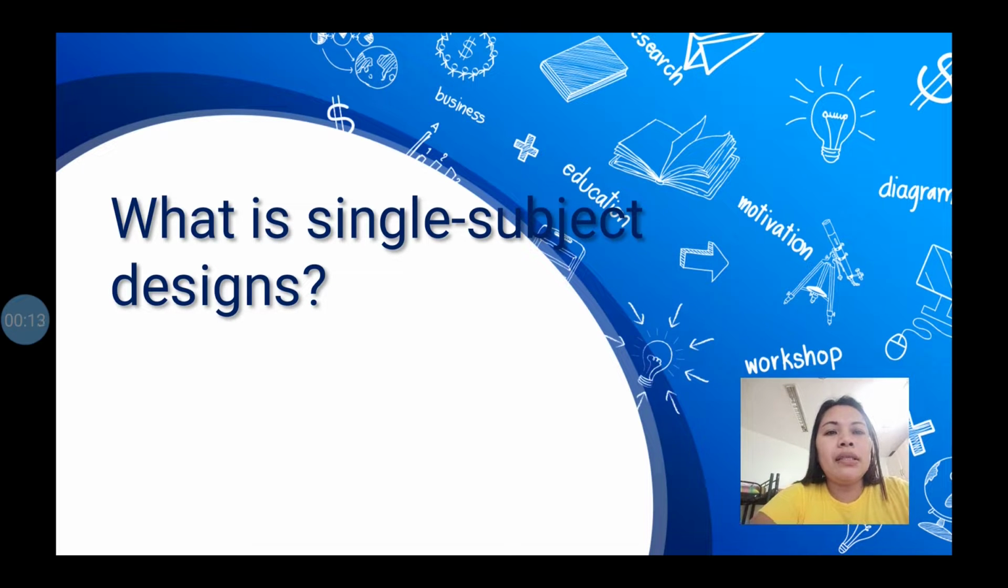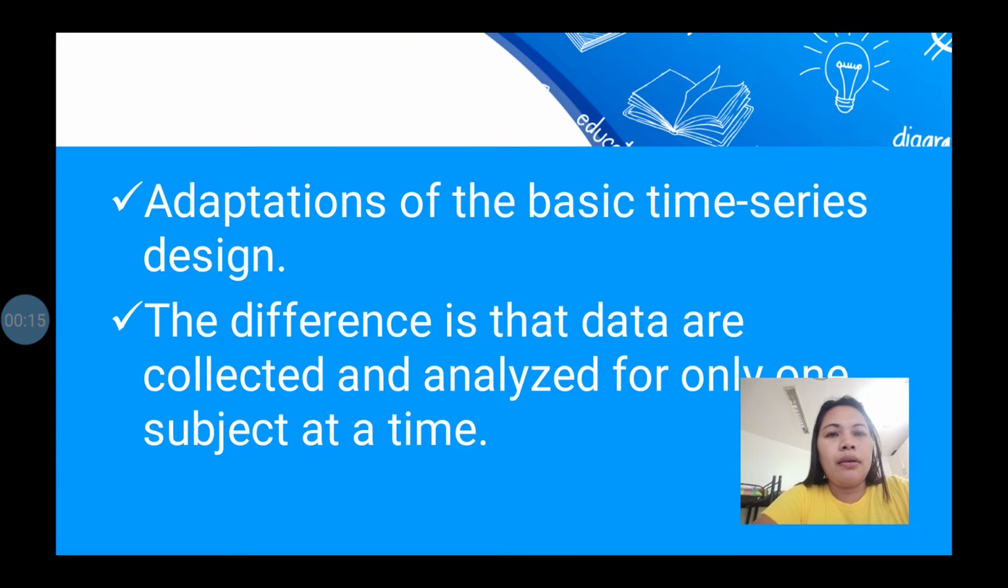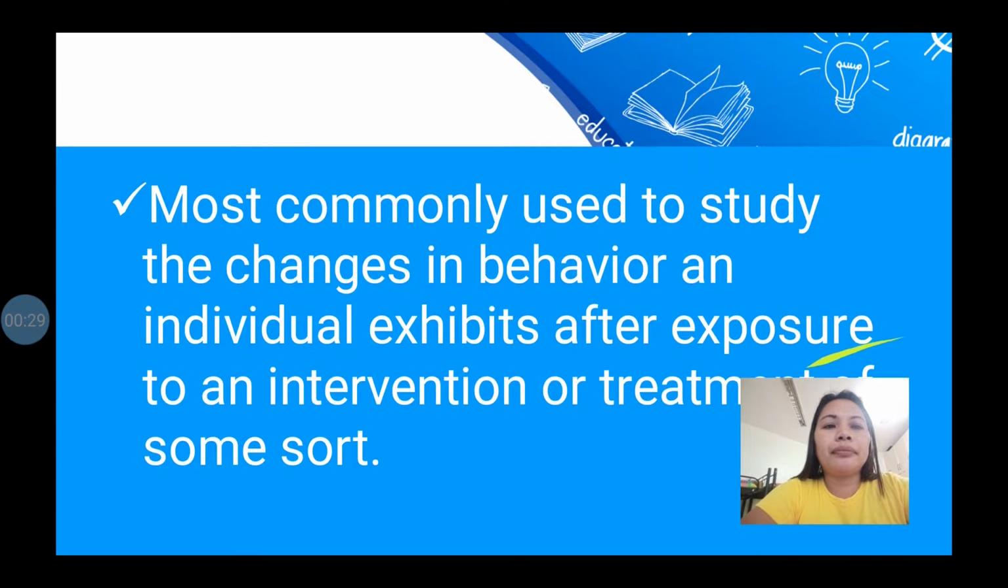What is a single subject design? It is an adaptation of the basic time series design. The difference is that the data are collected and analyzed for only one subject at a time. It is most commonly used to study the changes in behavior an individual exhibits after exposure to an intervention or treatment of some sort.